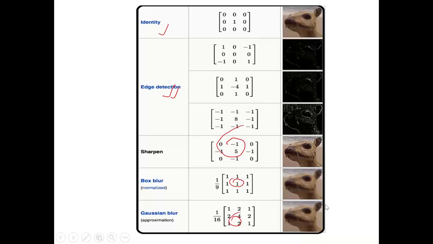Any question? I think everyone understands what a convolutional layer is. Okay, what is a convolutional neural network? A convolutional neural network is a stack of four layers. The first layer is a convolutional layer, the second is a ReLU layer, the third is pooling, and after that there is a fully connected layer.